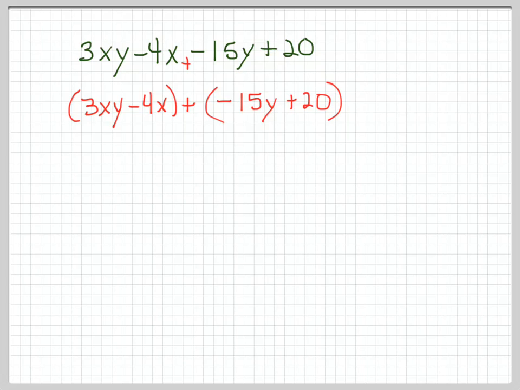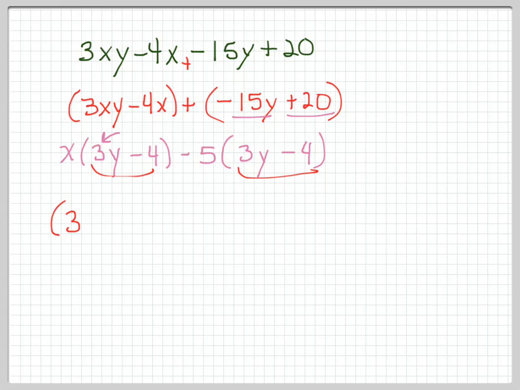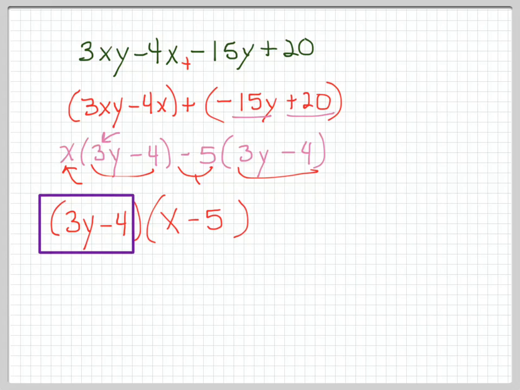I'm going to factor out my GCF. These both have an x in them. And these, looks like I can pull out a 5, but I'm going to pull out a negative 5 because I want positive 3y when I get done. So I pull out a negative 5, and I'm left with 3y minus 4. My common factor, 3y minus 4, I pull that out, and in my first term I'm left with this x, and in my second term I'm left with this negative 5, and the problem is complete.